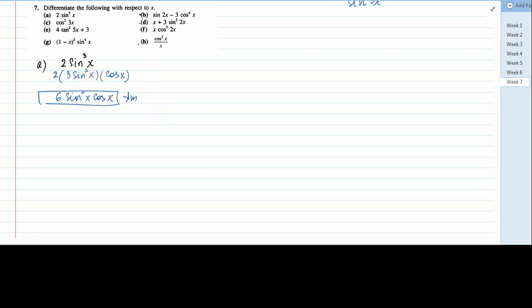So after that, part B, which says sine 2x minus 3 cos 4x. Alright, so you have a time of 2 minutes to note down part A and then complete part B, and then I will explain. So start.